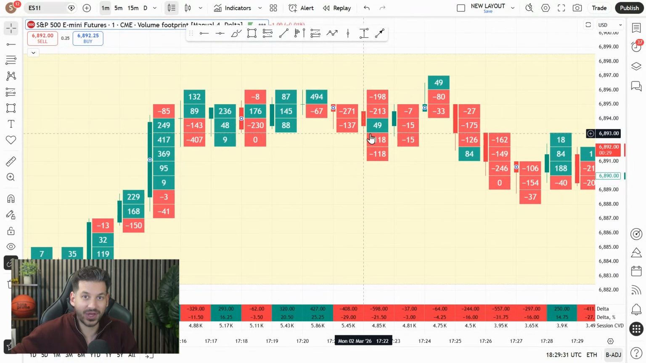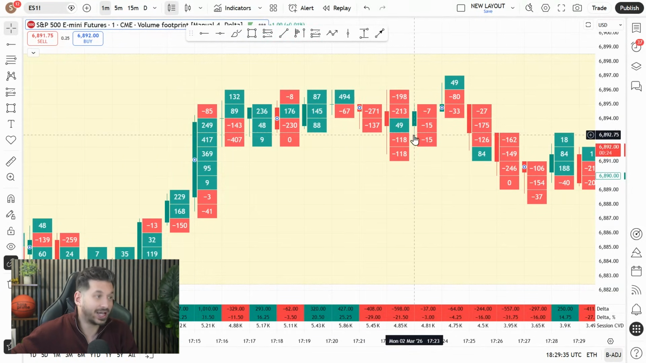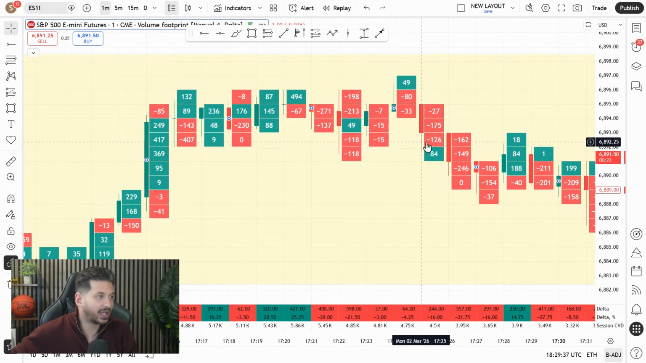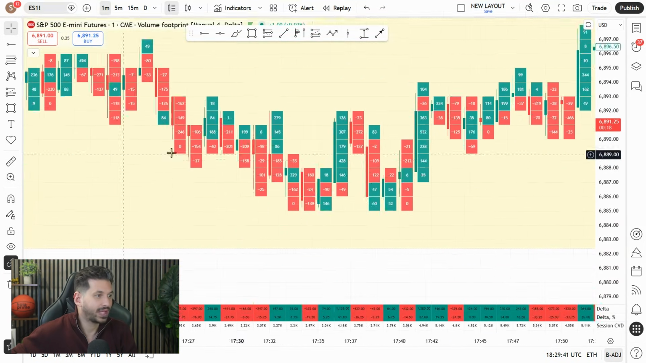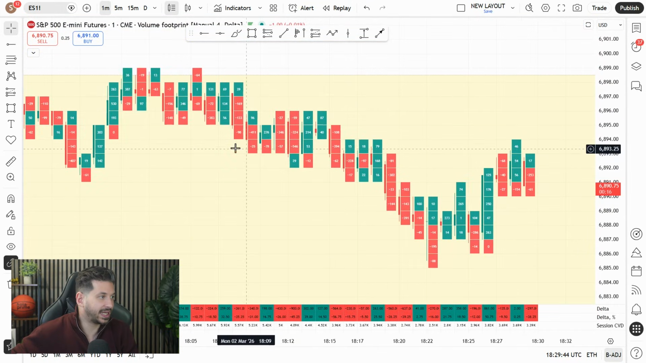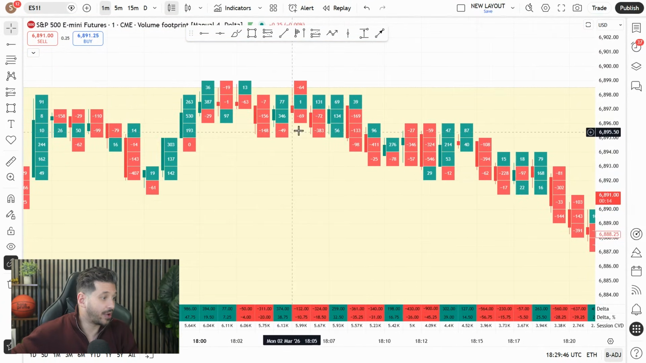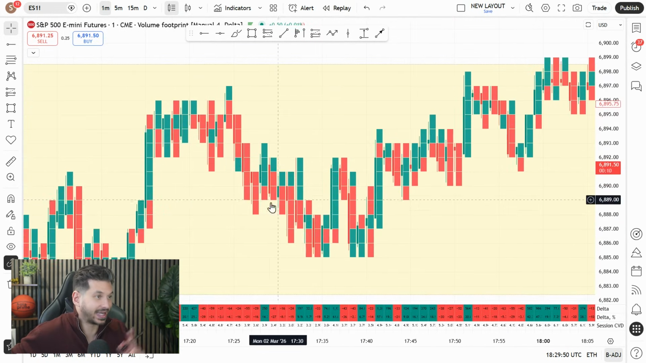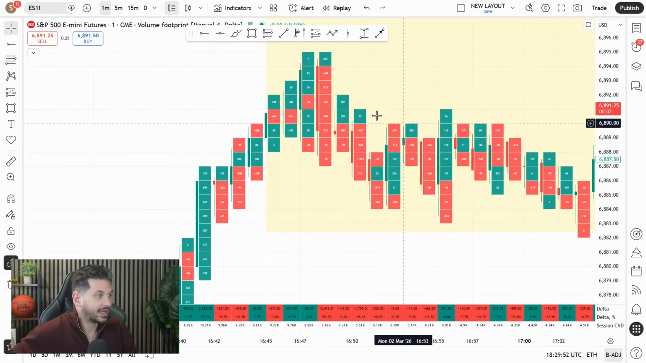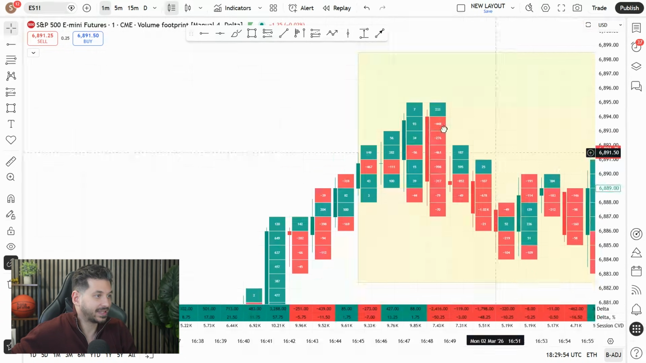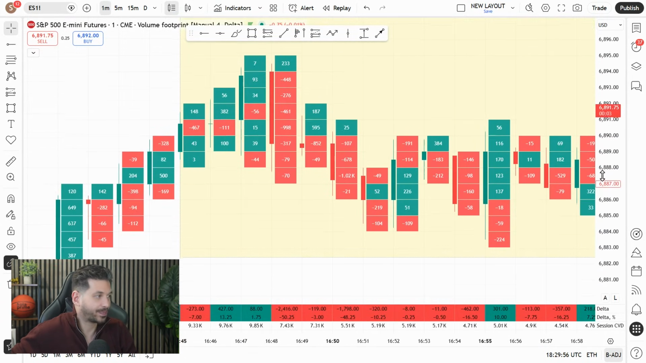Can you see the same thing happening? Loads more sellers are coming in, a ton of sellers coming in, but the market is not pushing down. And we go to the next rotation. This is where it gets interesting now. Now it's starting to get a little bit more interesting. Before I show you what I just spotted, let me just walk you through this.